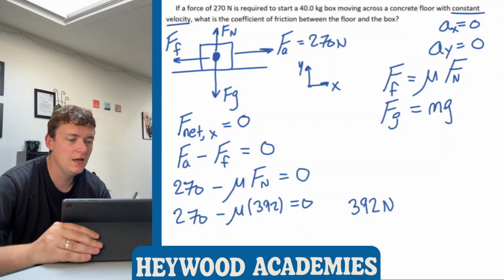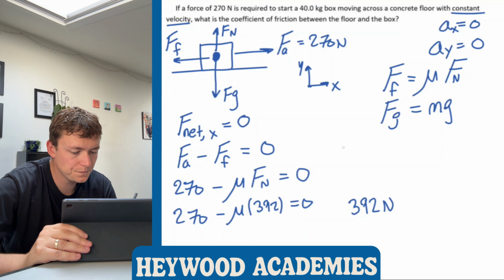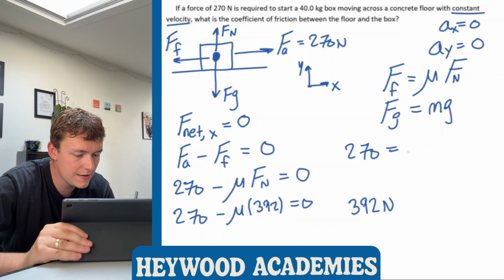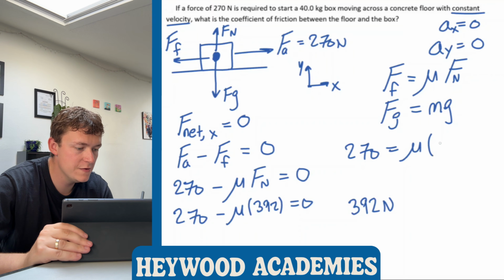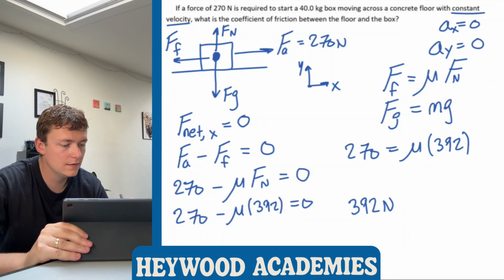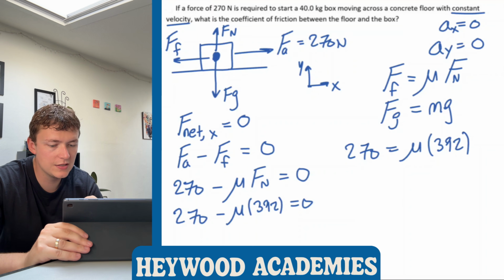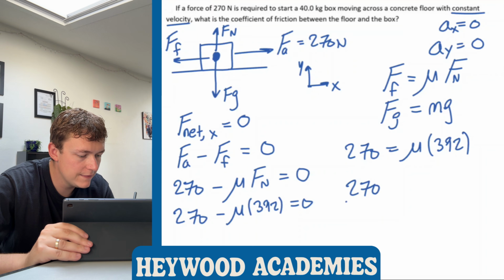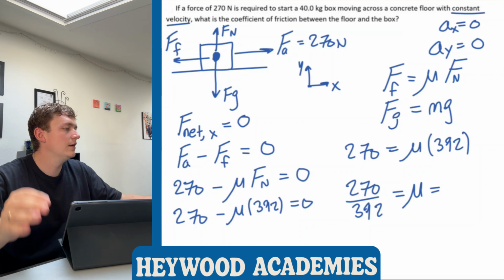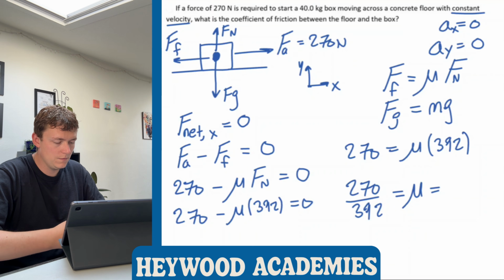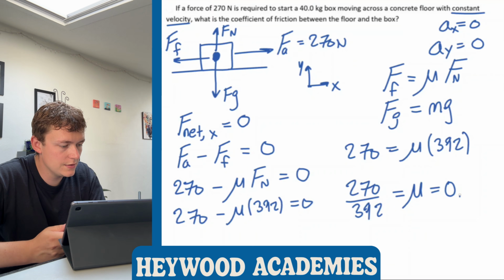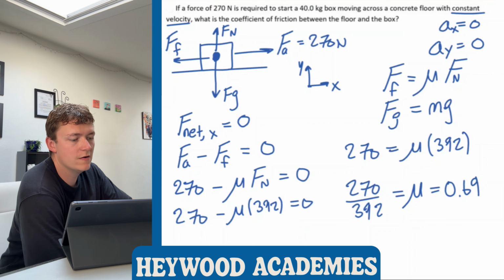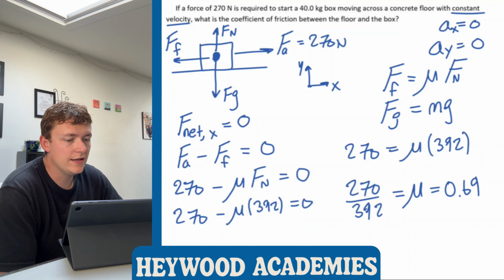Now we just have to rearrange for the coefficient of friction. So let's go 270 is mu, that symbol's called mu, times 392. And then we can just divide that over. 270 divided by 392 is equal to that coefficient. Let's go ahead and plug that in. We get 0.69. And that number is unitless. There's no units with that. So that is our final answer for that one.